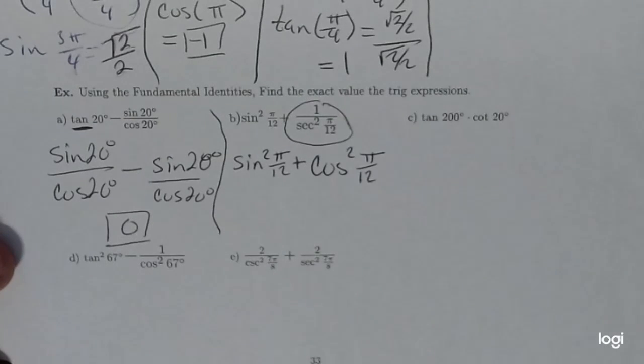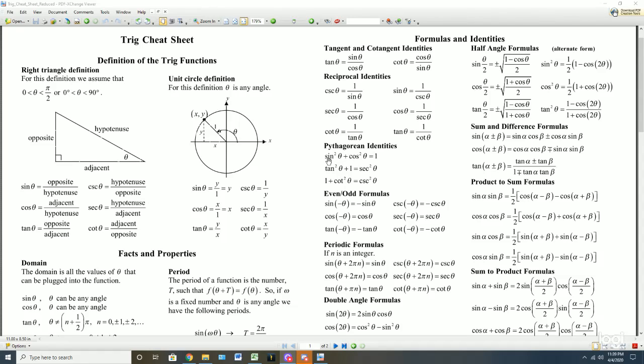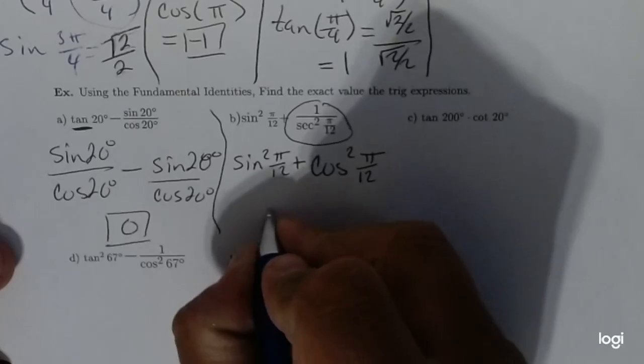Now, if we know this very special identity, right? Sine squared plus cosine squared equals exactly 1, and it doesn't matter what the theta is going to be. So this ends up being a nice 1.